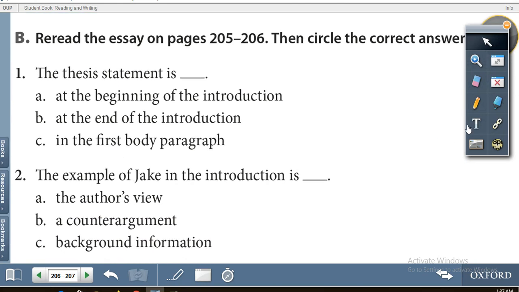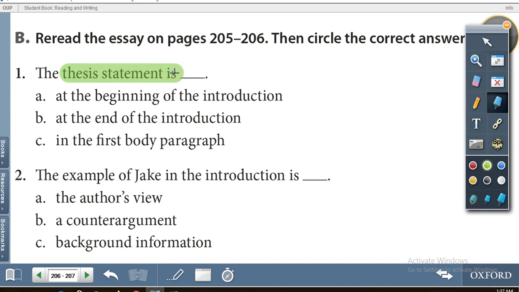For example, the first one is asking what the thesis statement is. As you know, the thesis statement is the main idea or the argument of the writer, so you have to read and find it. The example of Jake in the introduction may be the fact or maybe the counter argument. So the author's view, counter argument, background information. I think it is a counter argument. Whatever you read, if it is the same as the writer's thesis statement and arguments then it is the example, and if it is not then it will be the counter argument.